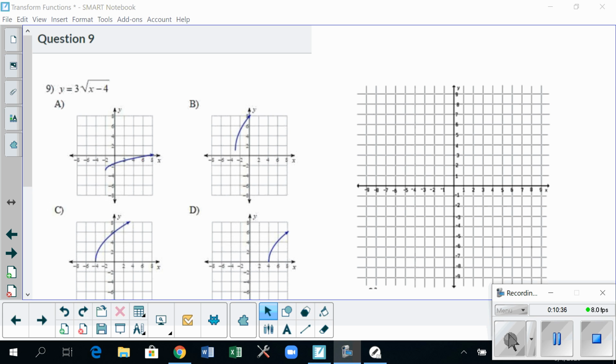And let's wrap up today's lesson by doing one question off of your Canvas homework assignment. Here's question 9 from your Canvas assignment. So my advice, I would start by identifying the general form of this function and the parent function. I have this function right here.